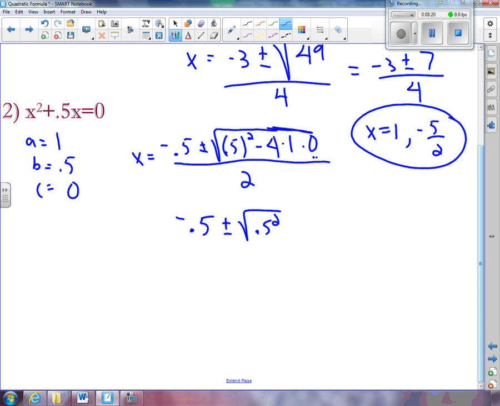Well, hopefully you remember that the square root of anything squared is just that thing again. So this is really just 0.5 over 2. So now you just have to go ahead and do that. Negative 0.5 plus 0.5 is 0 over 2, still 0. Now let's do the other one. Negative 0.5 minus 0.5. That would be negative 1 divided by 2, which is negative 1/2.